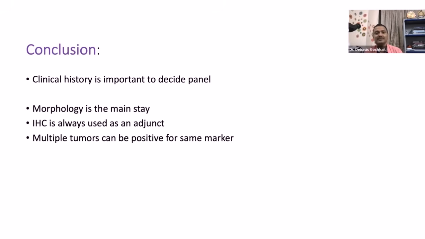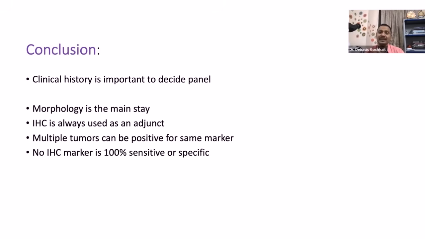I have already highlighted this point that multiple tumors can be positive for the same marker. We have seen that scenario. So many tumors can have an overlap of markers. The most important thing that we as pathologists must know is the sensitivity and specificity of each marker. No IHC marker is 100% sensitive or 100% specific. So as pathologists and as clinicians, people should be aware of this. If TTF is negative, what is the chance that it can still be a lung carcinoma? I will give you an example.